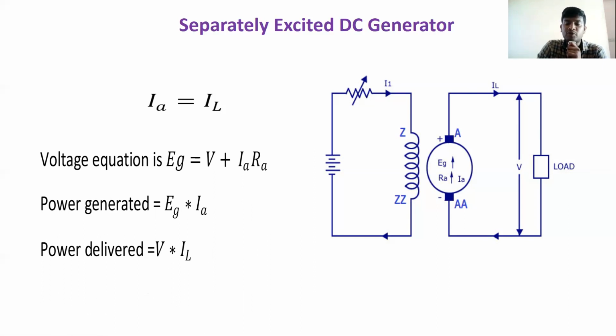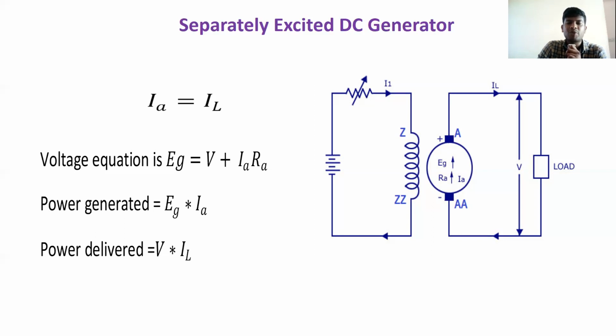And how much power is generated in the generator? Power is simply the product of voltage and current. The voltage induced in the generator is EG, the EMF, and the current in the armature is IA. So voltage into current, EG into IA, is the power generated.